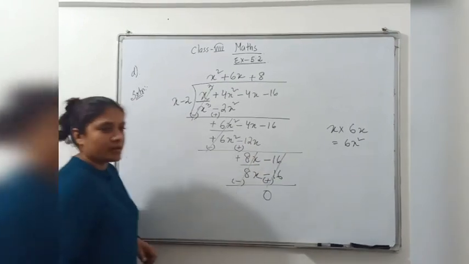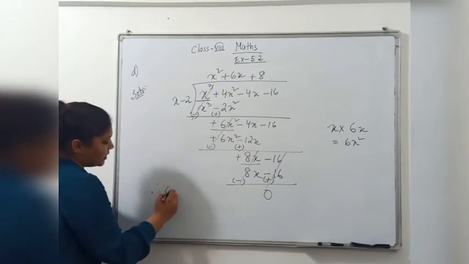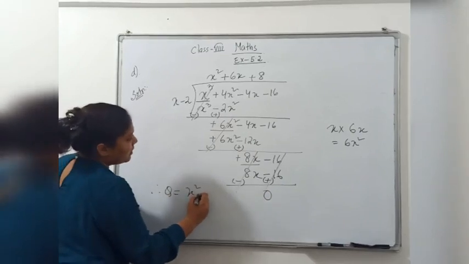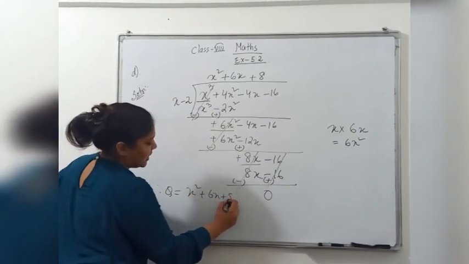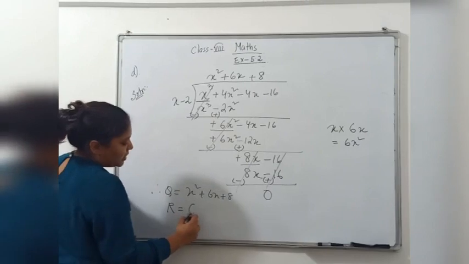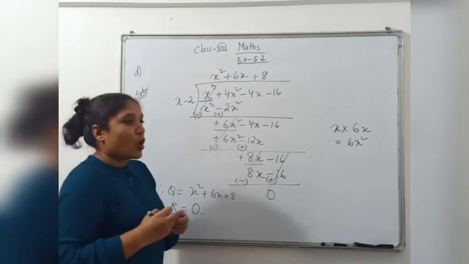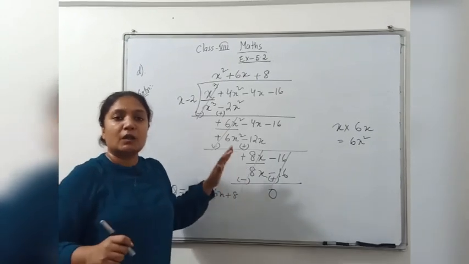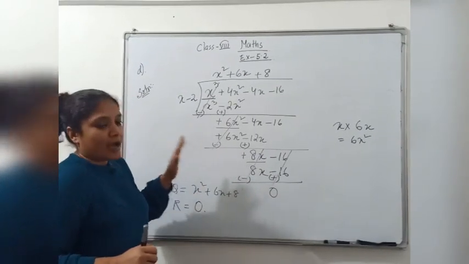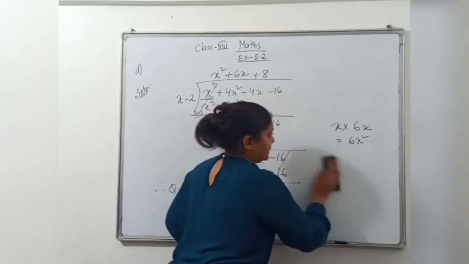Answer is 0. So your quotient is what? X square plus 6x plus 8 and remainder is what? 0. Clear students? Now students, see one thing more. Don't get confused when you solve this sum. Again I am just showing you something more.